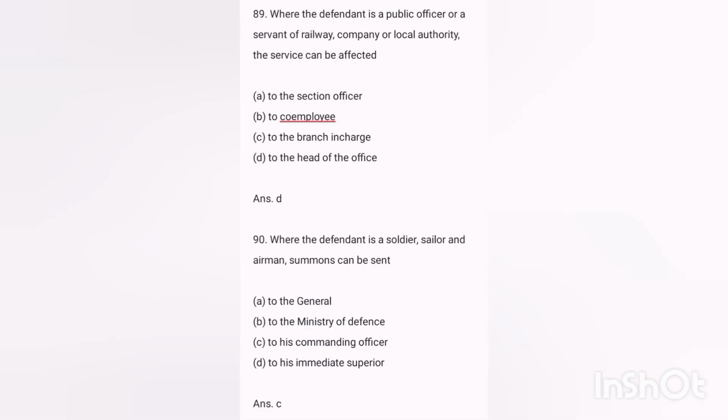Next, where the defendant is a public officer or servant of a railway company or local authority, the service can be effected. Answer was D, to the head of the office. Next, where the defendant is a soldier, sailor, or airman, summons can be sent. Answer was C, to the commanding officer.